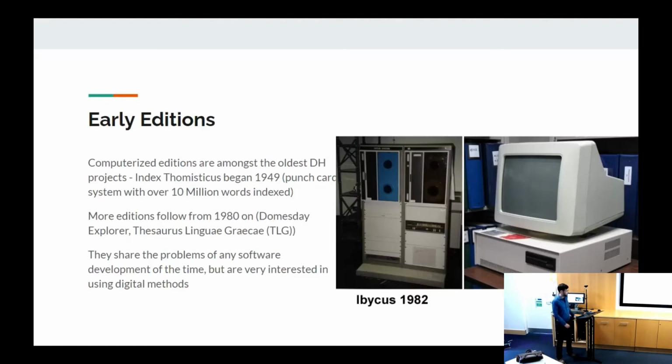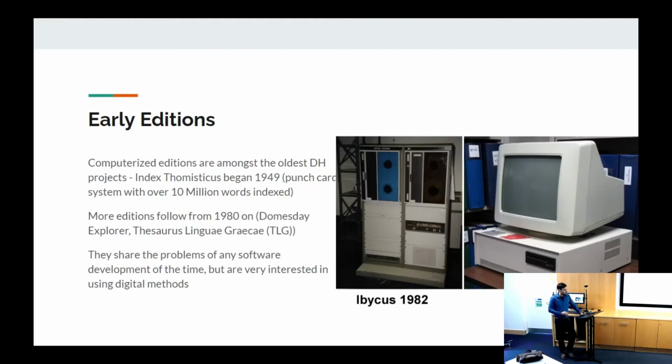The point I want to make there is many of these editions set out to be digital editions, and they do that because they think that what they can achieve is worth the extra hassle. And there is a lot of hassle. They share problems of any software development of the time, which especially means the market is tiny. There just aren't many computers around in the 80s and 90s. And there's even less if you make something very specialized, like a digital edition for scholars of ancient texts. The market isn't big enough. You're never going to make any money off it. So publishers stay away at this point.